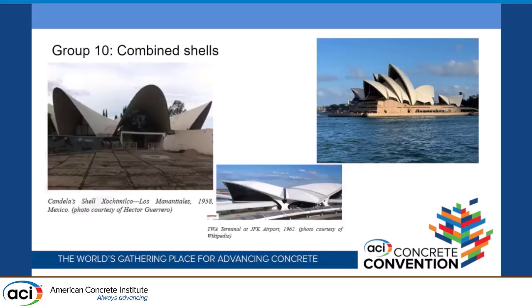And then our group 10 is just the combined shell. So you take a piece from one, a piece from another, and you whack them together, and you have just different combinations of all of these types of shells. So that's how we kind of describe the shells.